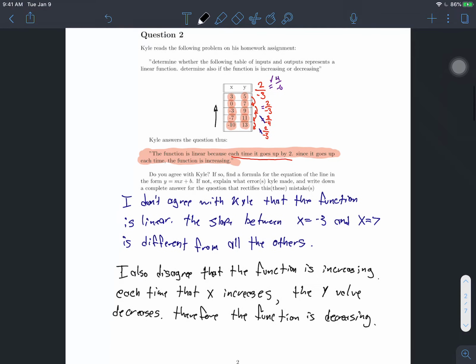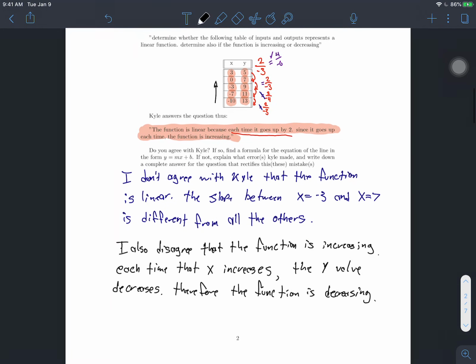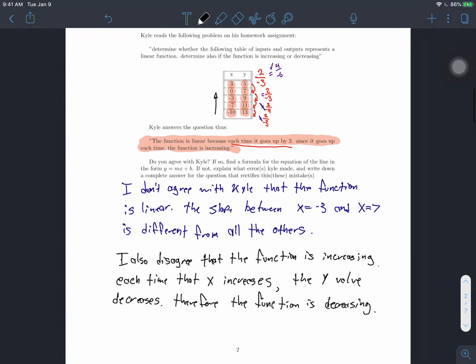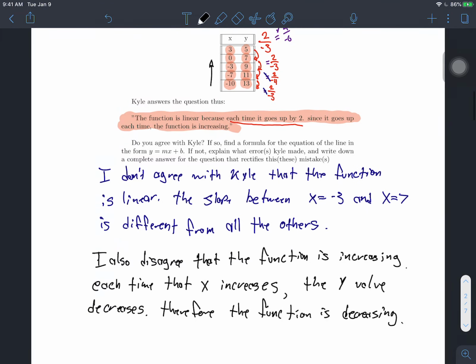All right. So let's see. Do you agree with Kyle? If so, find a formula. Okay, well, we didn't agree with Kyle, so we didn't wind up having to do this part of the problem, finding the formula. Hopefully, if somebody did agree with Kyle, they realize once they start this part that it can't be done.